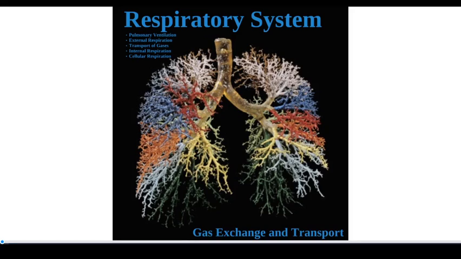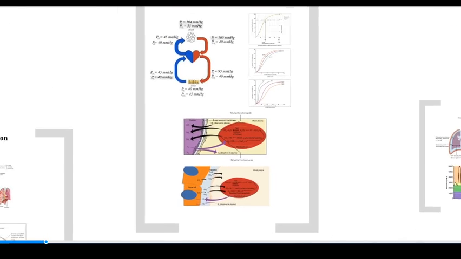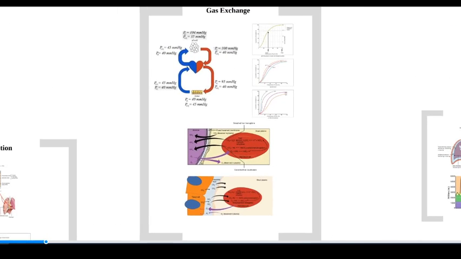This section of the respiratory system chapter is going to look at gas exchange and transport, which is external respiration, transport of gases, and internal respiration, not necessarily in that order. These three functions have to go together in talking about them because they overlap quite a bit.